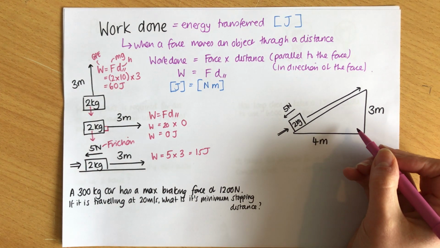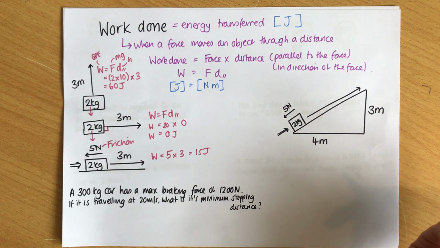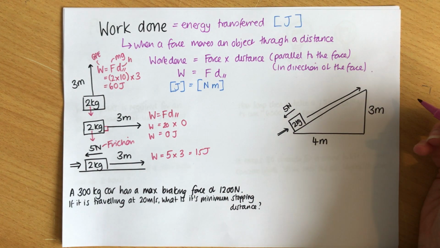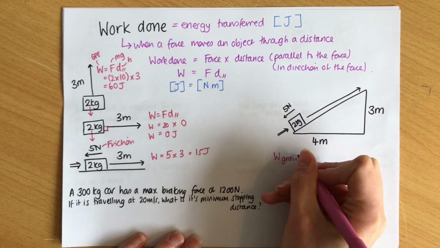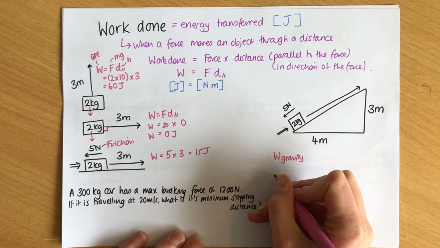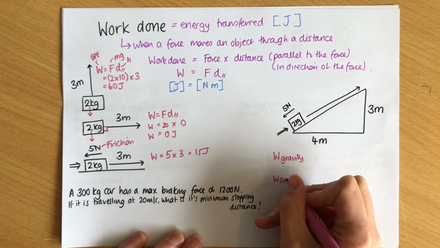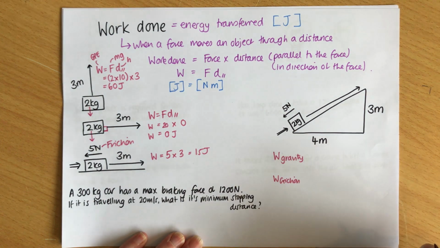Now we can put all this together in this example. Here I've got a block that I'm going to push up a slope, and work will be done in 2 ways. I'm going to do work against gravity, and I'm going to do work against friction. I have to think about them separately, then I can add them together if I want to.